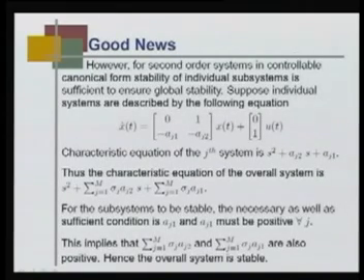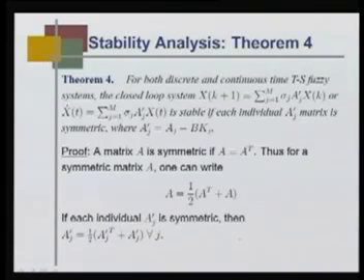However, for a second order system in controllable canonical form, stability of individual systems is sufficient to ensure the global stability. Suppose individual systems are described by the following second order equation. The characteristic equation of the jth system is this. Thus, the characteristic equation of the overall system is this. For the subsystem to be stable, the necessary as well as sufficient condition is that Aj1 and Aj2 must be positive. This implies that this particular summation and this particular summation are also positive. Hence, the overall system is stable. This is a simple logic.